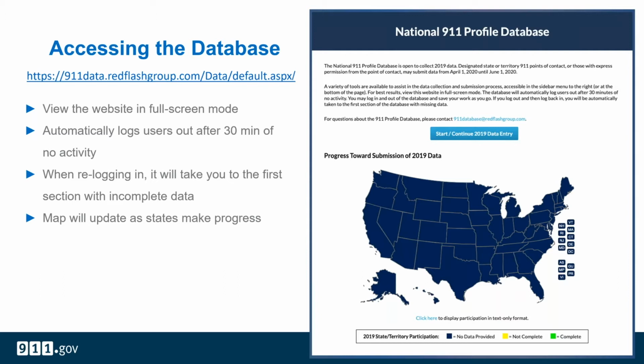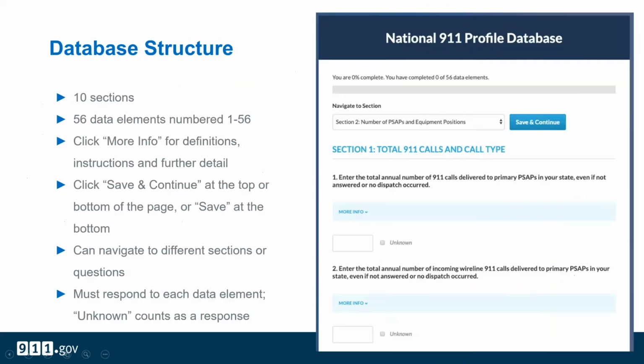And this is officially the progress towards submission of 2019 data map, AKA the map of shame. And I'll show you how that works in a minute. There are 10 sections. As Lori said, there are 56 questions.